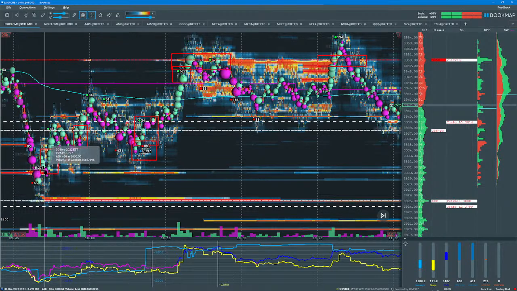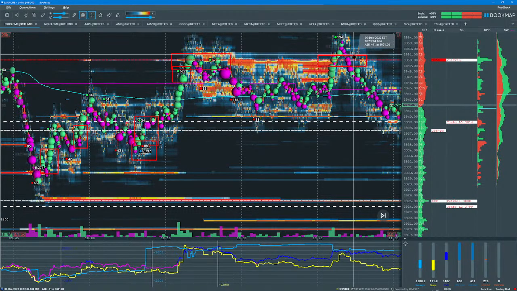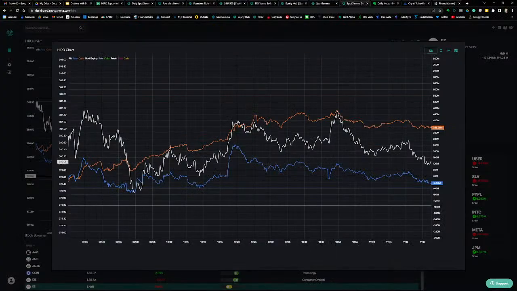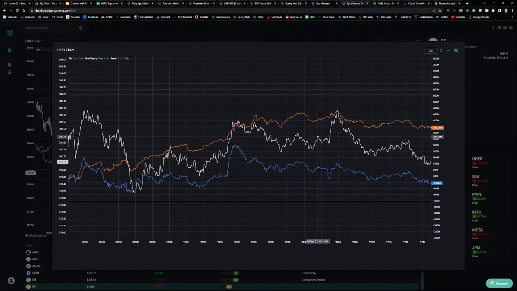So yeah, 9:50 it starts, and then the final peak is just around 10:50. And that's really when traders stop buying calls.